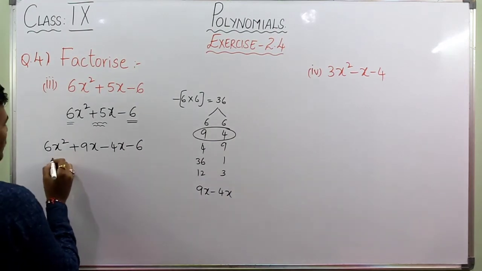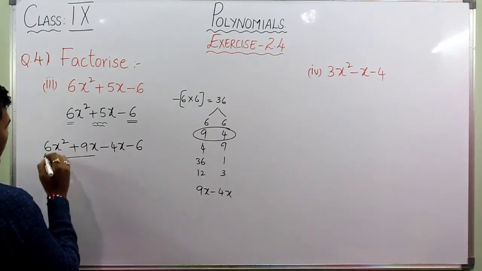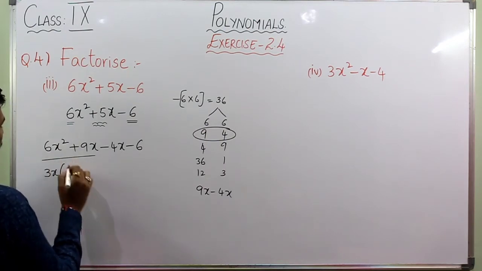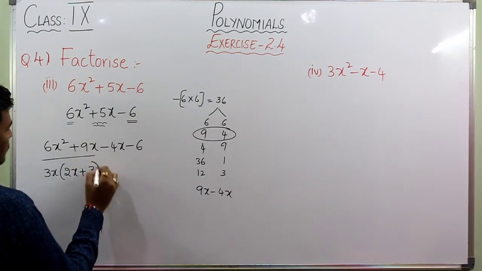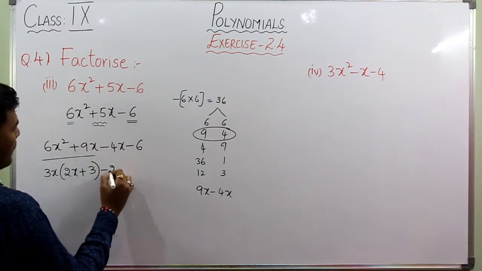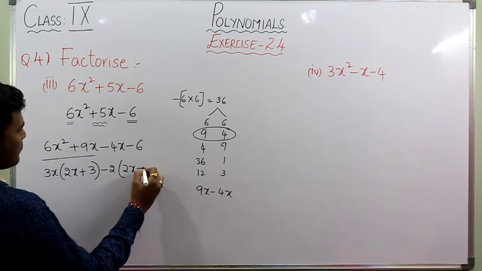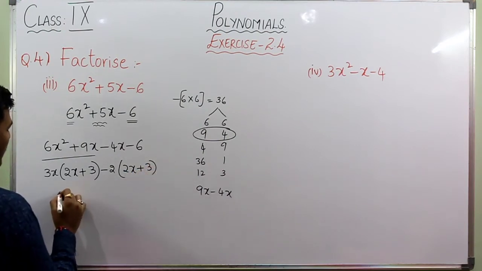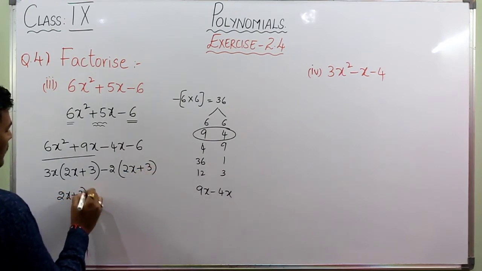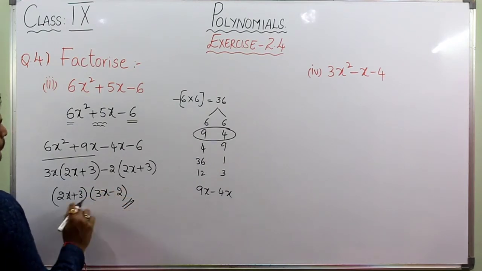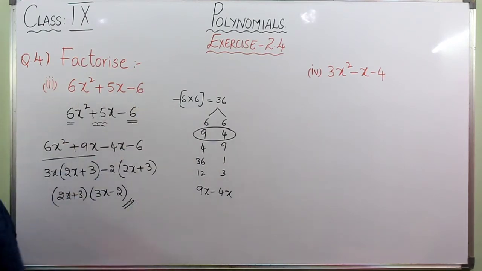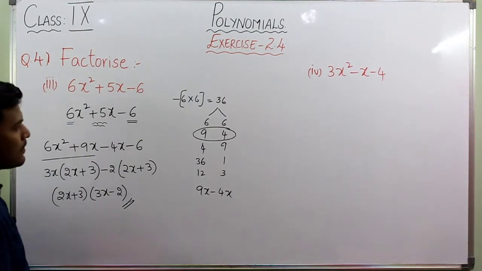Okay. So now from this, what can you take common? If you take 3x common here, you are left with 2x plus 3. And here if you take minus 2 common, 2x plus 3. So ultimately you are left with 2x plus 3 into 3x minus 2. So these are the two factors of 6x square plus 5x minus 6.